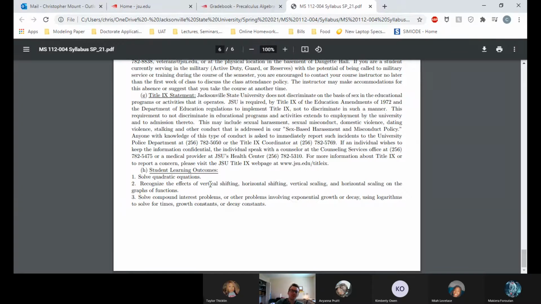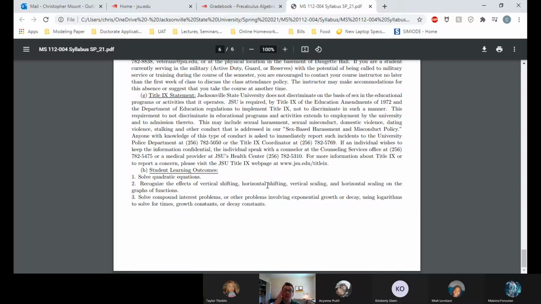So basically the way the final exam is going to work is, if you ask me, is it comprehensive, meaning, does it cover everything? The short answer is yes, but really the actual answer is that there's just going to be one question about solving quadratic equations, or one quadratic equation, right? And maybe one or two problems recognizing these effects of transforming graphs.